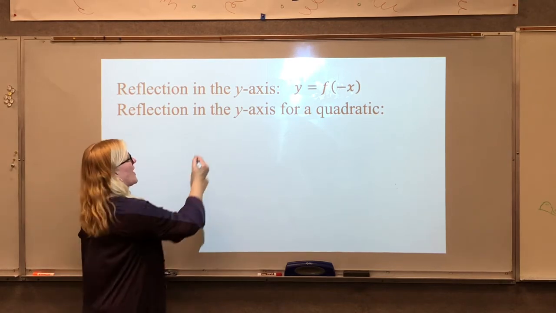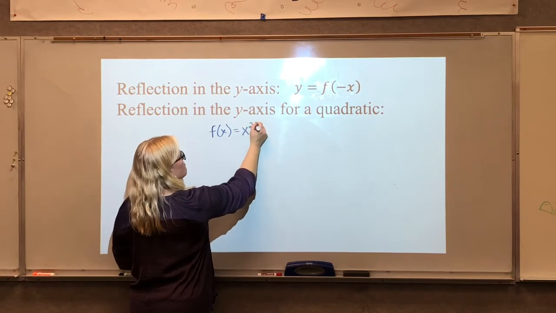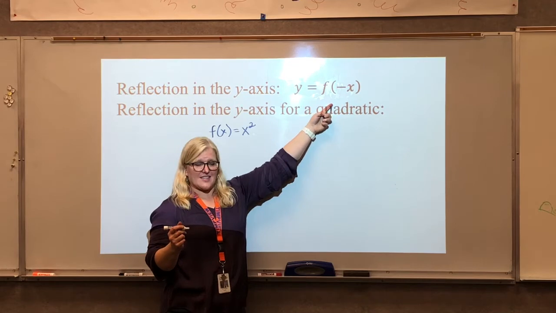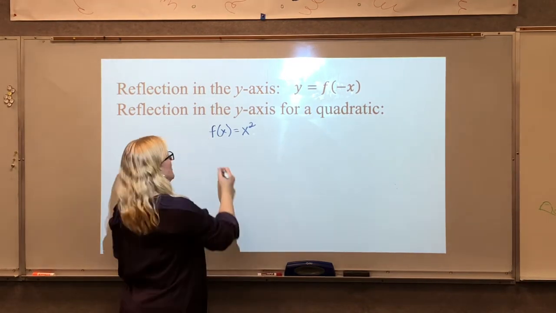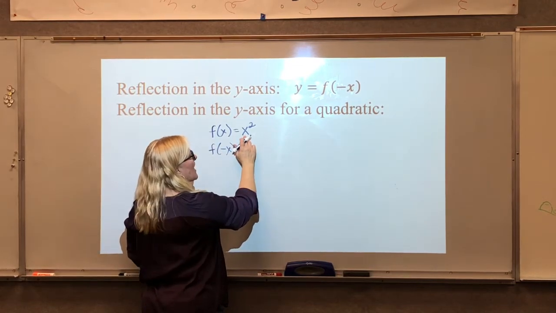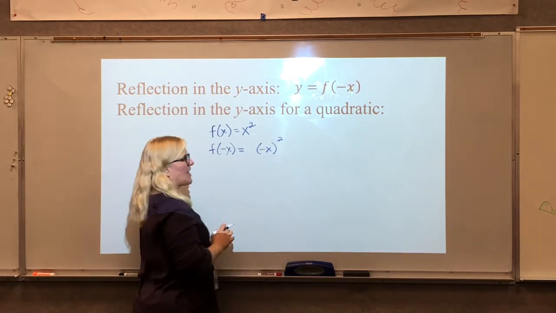Okay, so again, we have our quadratic function, our very basic one. And this time, when we're flipping it over the y-axis, only the x becomes negative, not the whole function. So if I put in f of negative x, I replace the x with a negative x. And that's what I get.